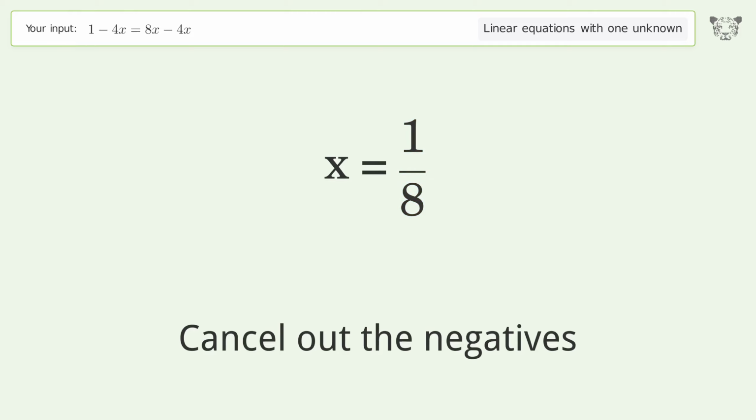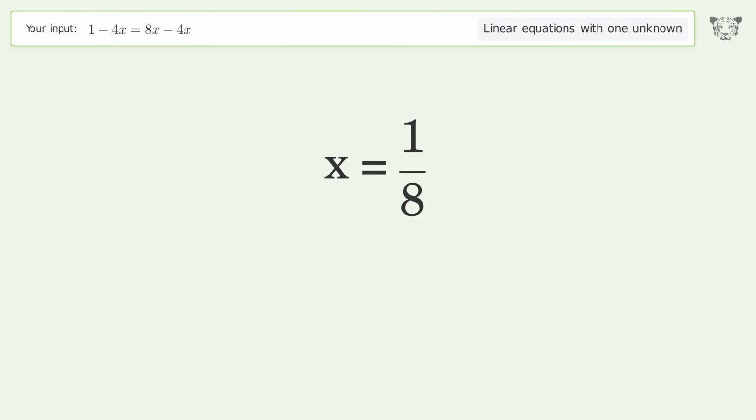And so the final result is x equals 1 over 8.